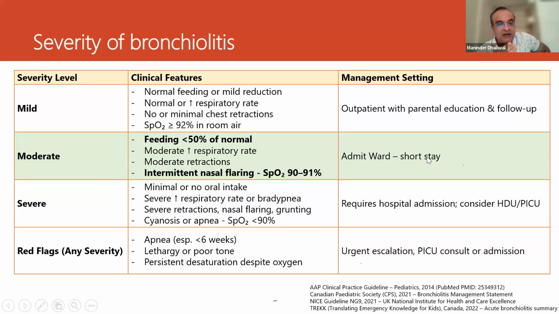See, rest of the things, increase in respiratory rate, moderate retractions, are very subjective. But what is very objective is the saturation going below 92 and the feeding being less than 50% of normal. If that is affected, you will definitely admit the patient. And if the patient is not taking anything and the saturation is still falling, you will definitely consider ICU admission. And the red flag is if the child is lethargic, then you will immediately shift to ICU.